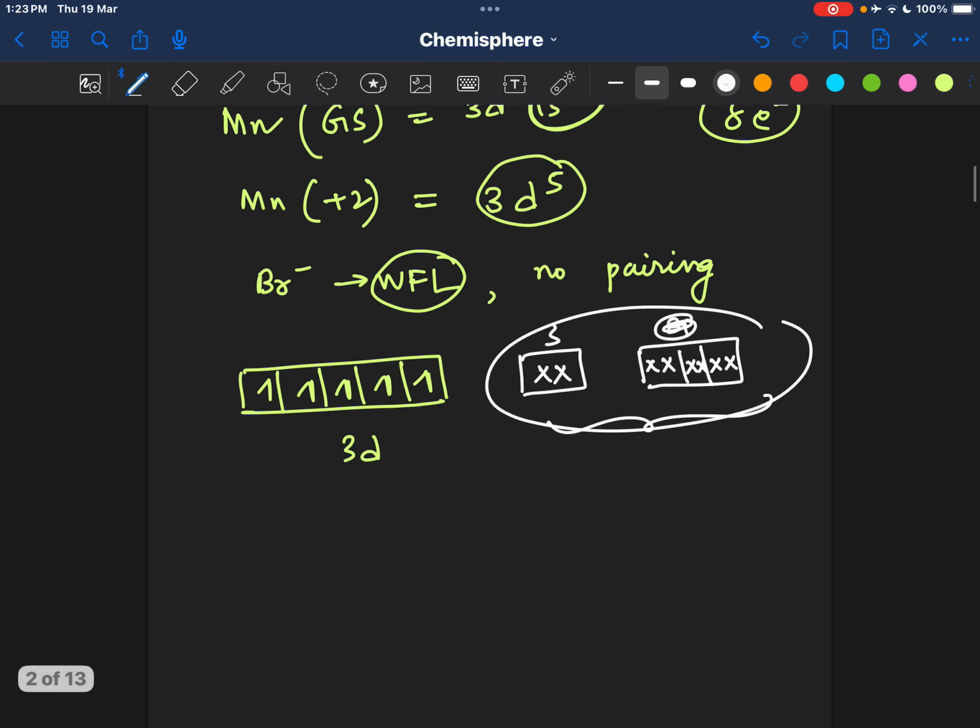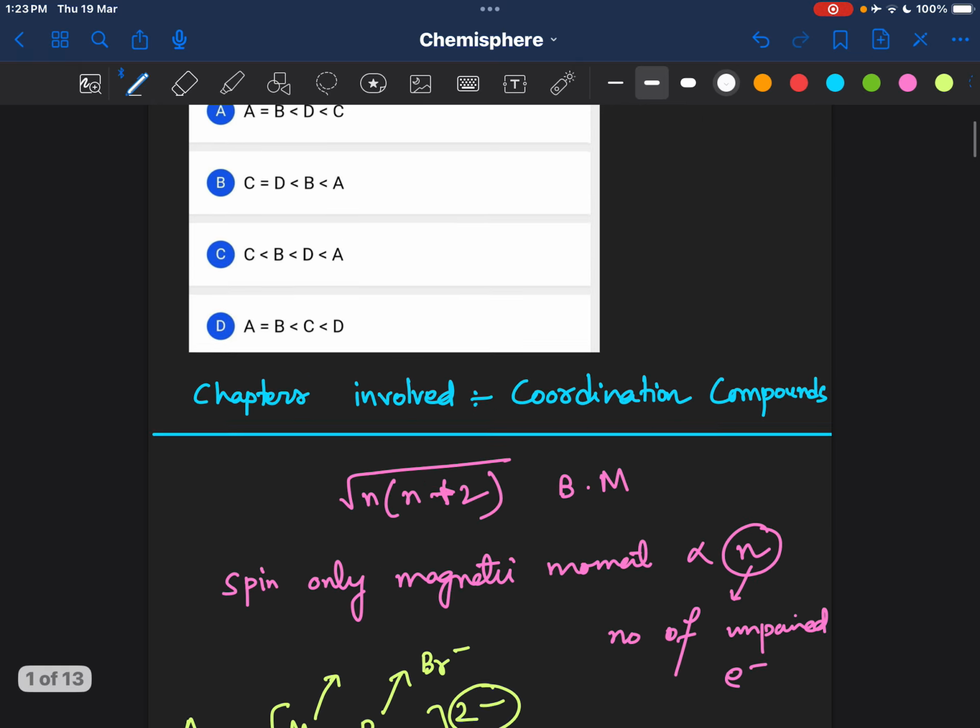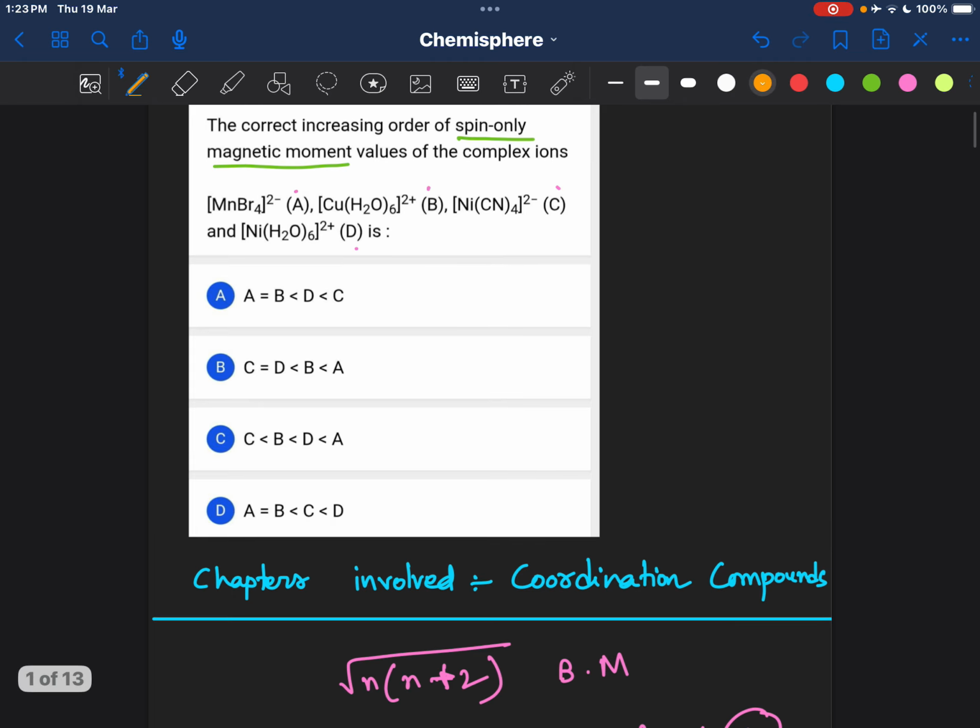Okay, so coming back, we can clearly see here n value is 5. Okay, so the value of n is 5. So let us write it down here. For this, n value is 5.